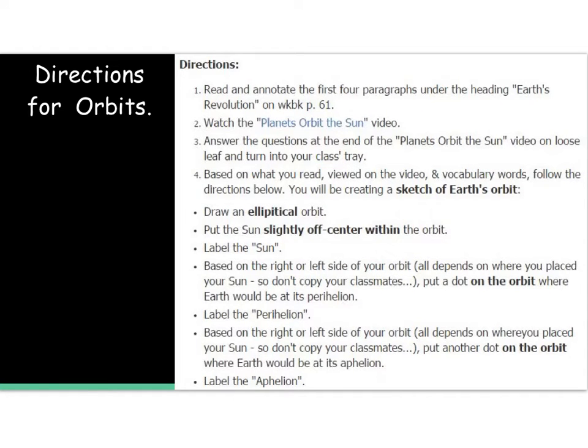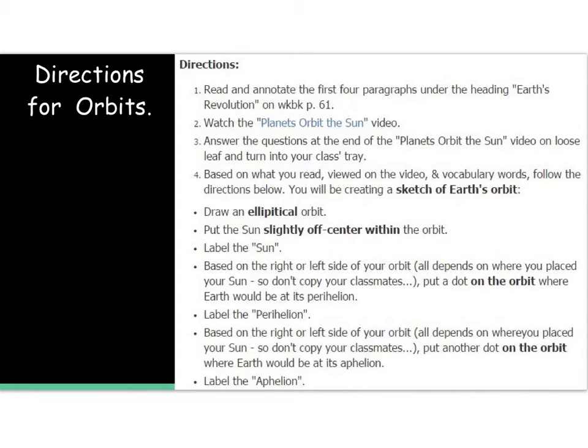Then you're going to watch by yourself, using the headphones, the Planets Orbit the Sun video. At the end of the video, you must answer some questions on loose leaf and turn them into the class's tray. So if you need loose leaf, I have some on the counter. So just stand up and go get it yourself. Okay?